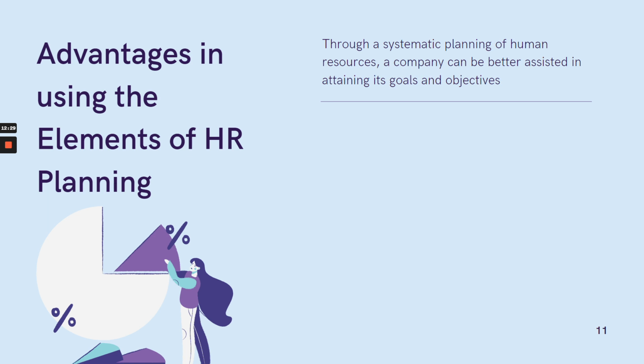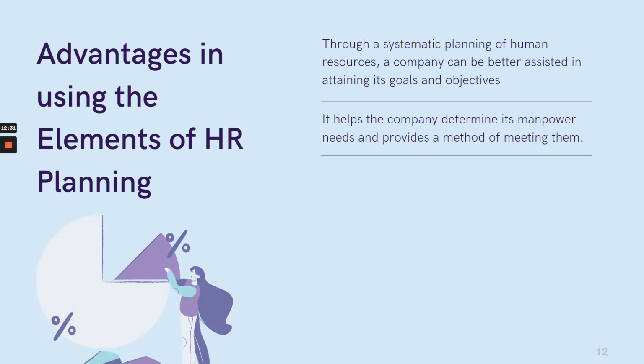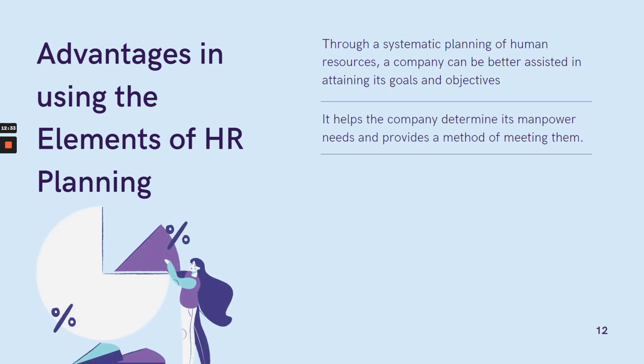It's planned already. The second advantage is it helps the company determine its manpower needs and provides a method of meeting them. Okay? So makita niya unsa ang iyang needs, and then unsa iyang pwedeng buhaton to meet the needs. Okay? So, kinahanglan din ako 100 people. So, unsa akong buhaton para makakuha ko 100 people na ini kataas ang level or with high level of skills, di ba?